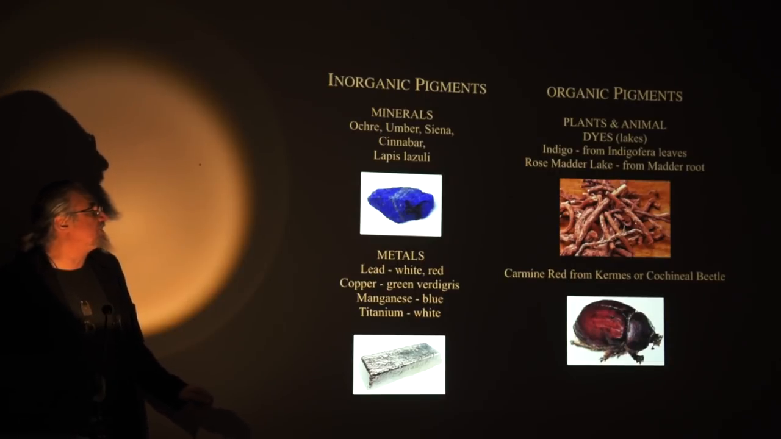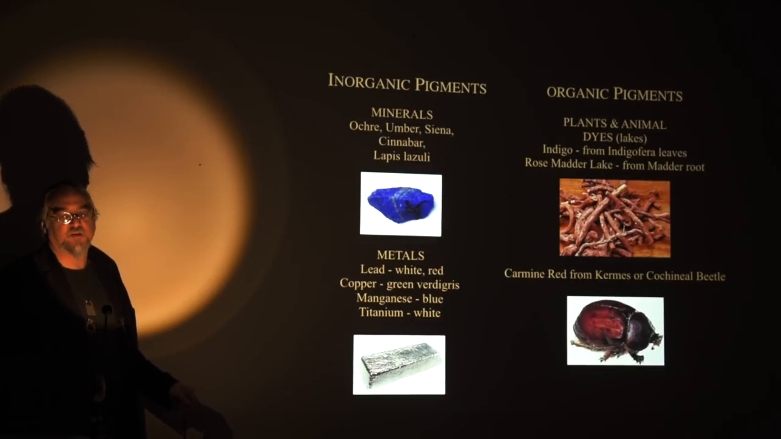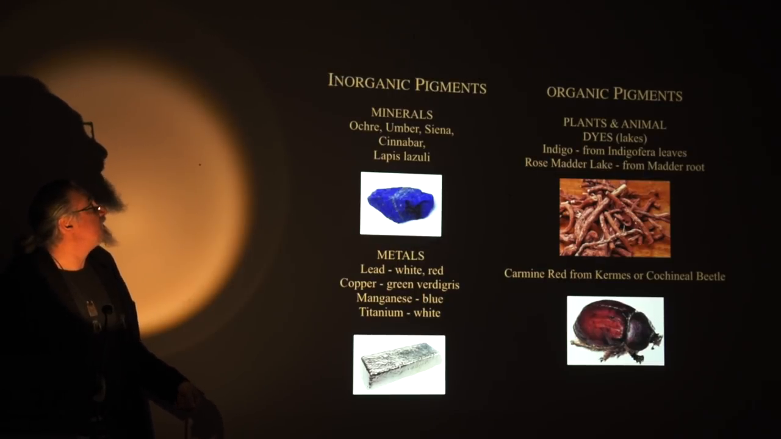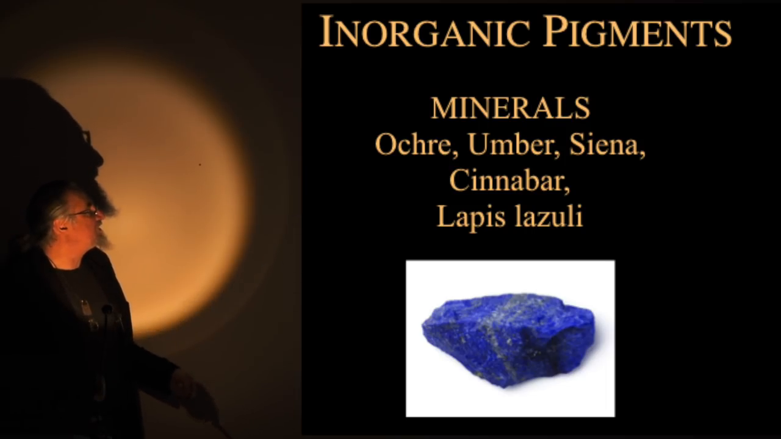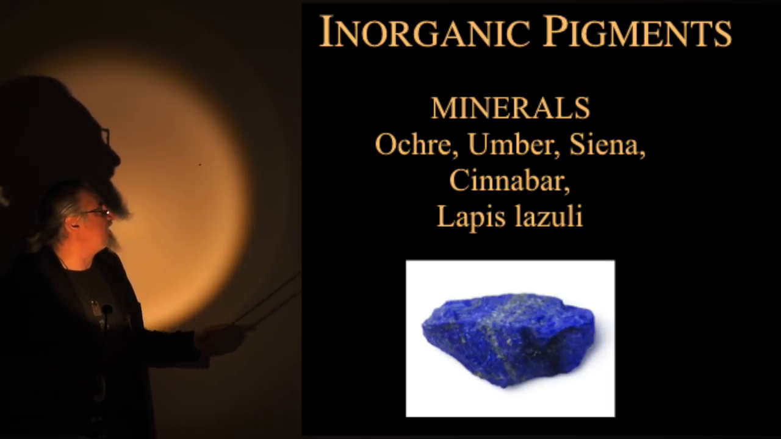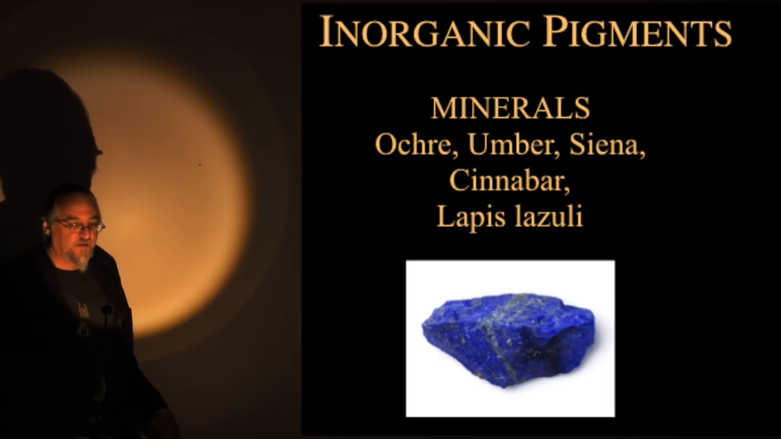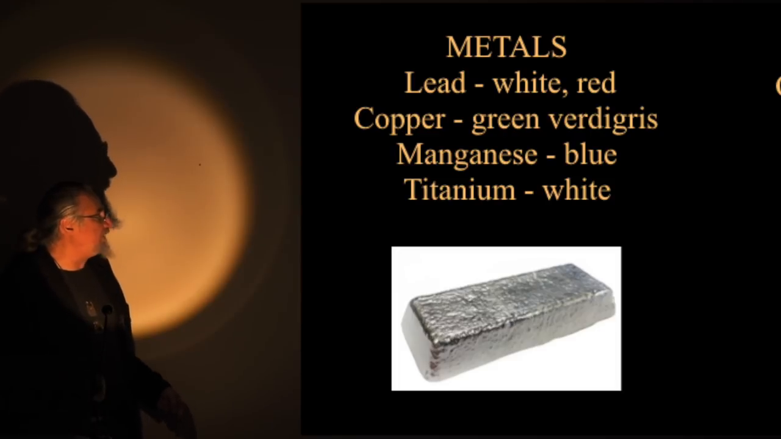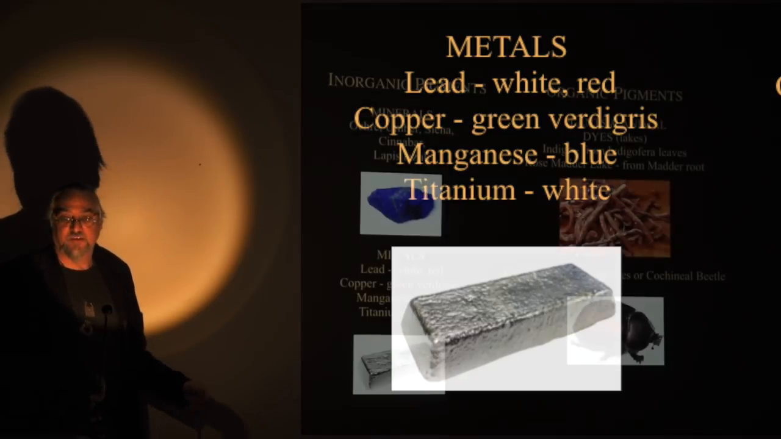If we want to get an idea of how to separate these pigments in our mind, we can use the categories of inorganic and organic pigments, although many other classifications are possible. In the inorganic pigments, you have the minerals, all of them based on some kind of a stone. So ochres, umbers, siennas, but also cinnabar or lapis lazuli would all be mineral pigments. While metals also contribute to our pigments, lead creating lead white or lead red, copper creating verdigris, manganese creating blue, titanium creating white, and so on, all metal-based pigments.